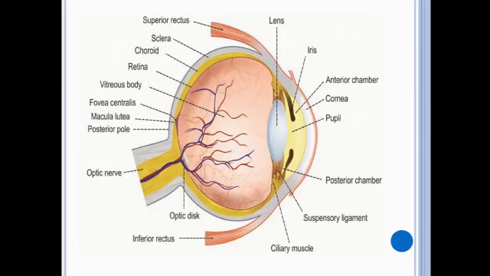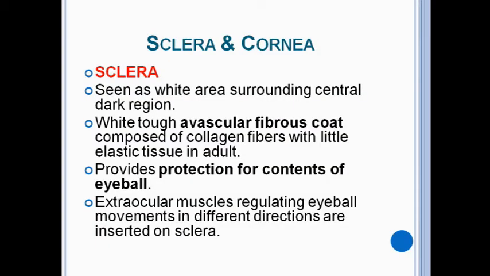Now let's see each of the structures, starting with the first section, that is your sclera and cornea. So if you take into consideration the eyeball, sometimes people say the shape of the eyeball is a sphere. To be specific, it's not a globe, it's not a sphere.